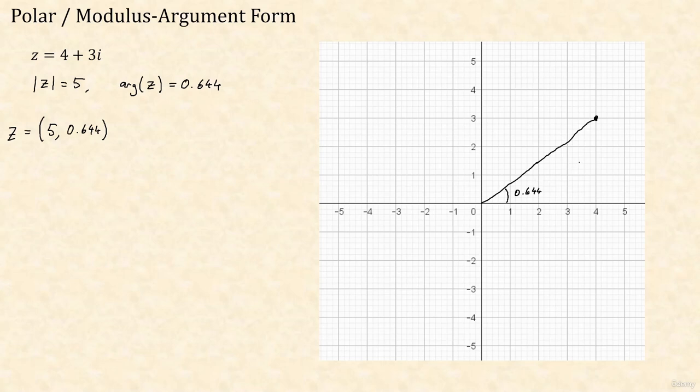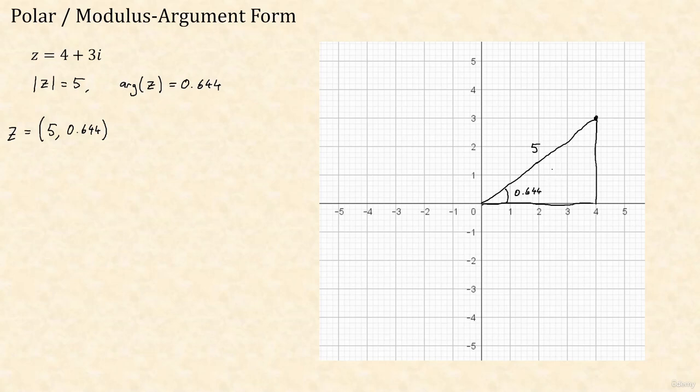Another way of doing it is to split the number up into its components. Now let me show you how this works. I know that the hypotenuse of this triangle is 5. Now I also know that this length down at the bottom is 4 and the length up here is 3. Of course that's how we got here in the first place. It was 4 plus 3i. But suppose I didn't know that and I wanted to work out this component. How would I do it?